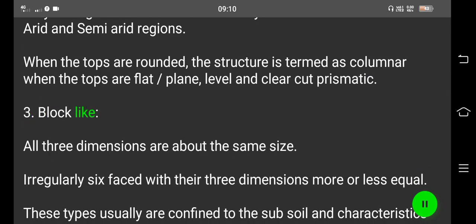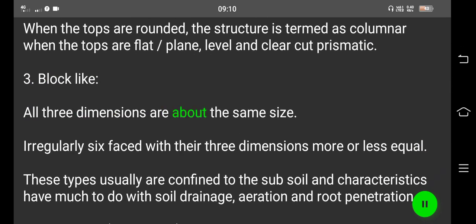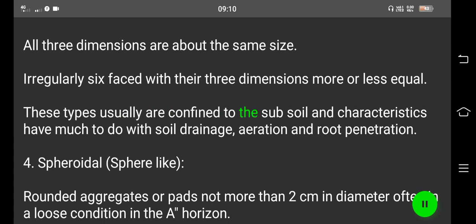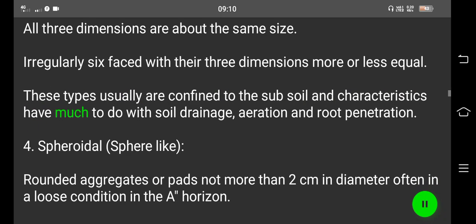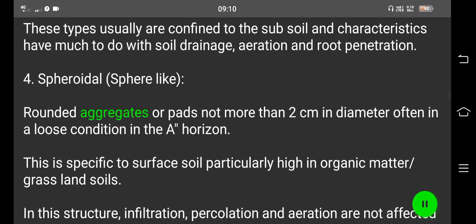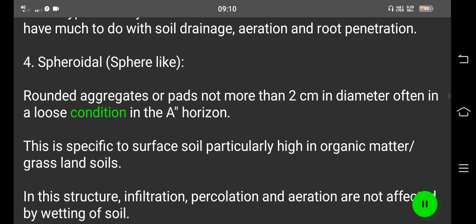3. Block-like. All 3 dimensions are about the same size, irregularly 6-faced with their 3 dimensions more or less equal. These types usually are confined to the subsoil and their characteristics have much to do with soil drainage, aeration and root penetration. 4. Spheroidal, sphere-like. Rounded aggregates or peds not more than 2 cm in diameter, often in a loose condition in the A horizon.